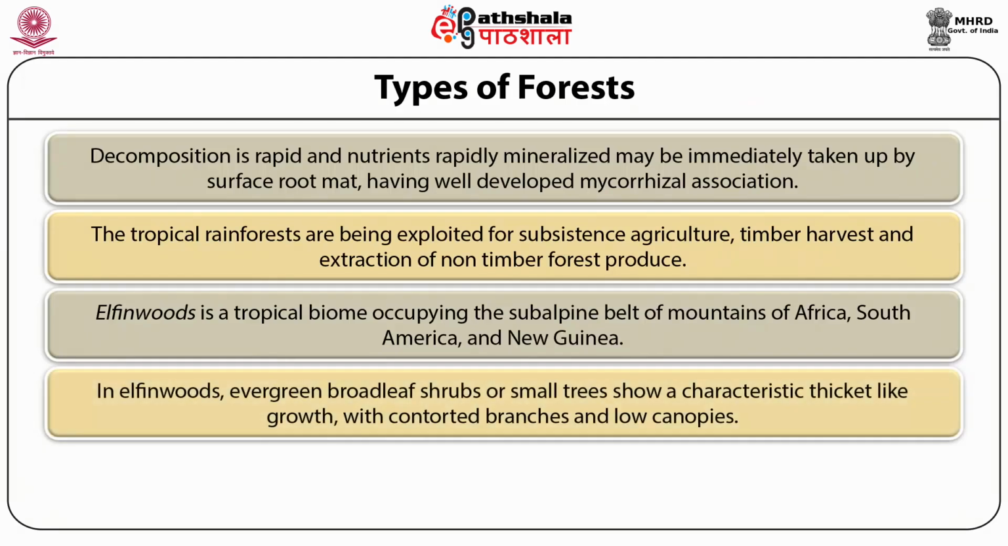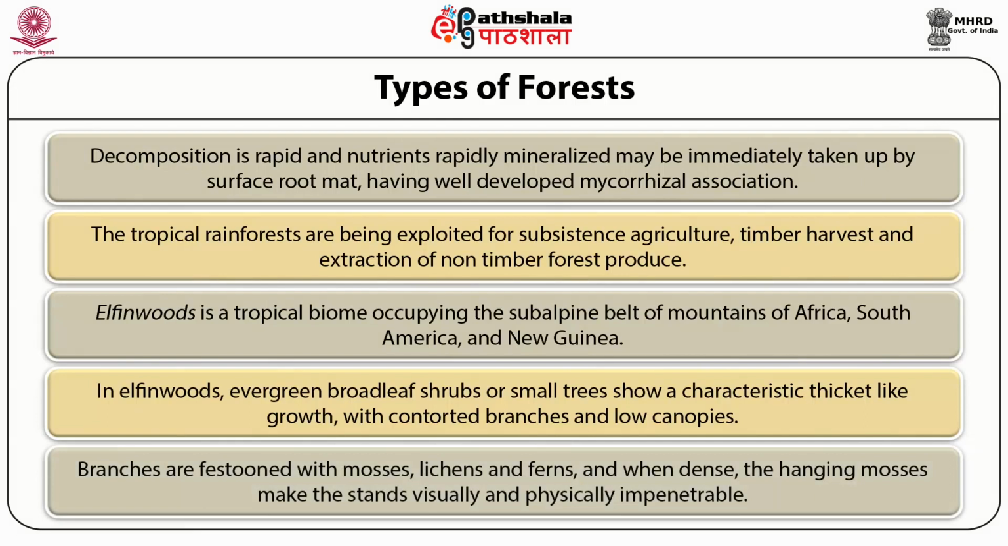Because of the latter, they are also called cloud forest. In elfin woods, evergreen broadleaf shrubs or small trees show a characteristic thicket-like growth with contorted branches and low canopies. Branches are festooned with mosses, lichens, and ferns, and when dense, the hanging mosses make the stands visually and physically impenetrable. Thus, the overall impression is of a miniature rainforest.